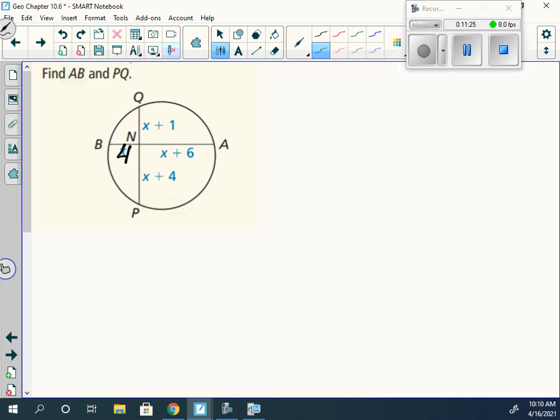So when we plug this back in, we're plugging in the value of x. Well, here, x is just going to be 4. Well, 4 plus 6 is? This length 4 plus 4 is? And 4 plus 1 is? So PQ, its length is going to be these two added together. 5 plus 8 gives us?